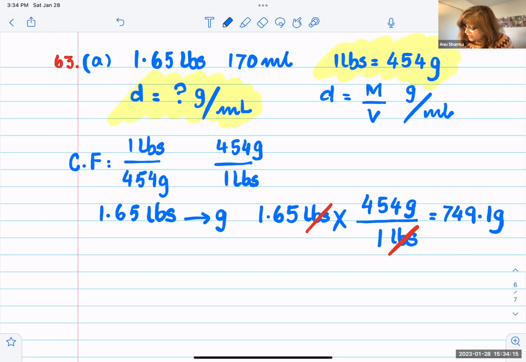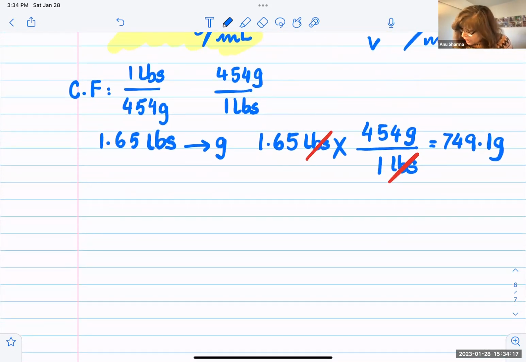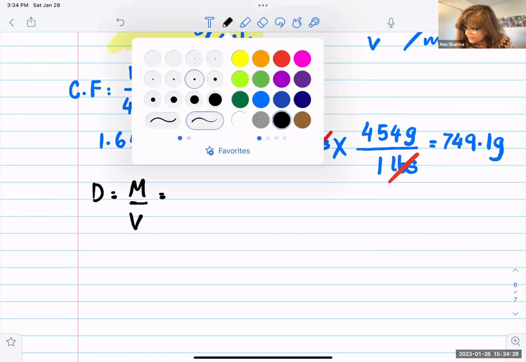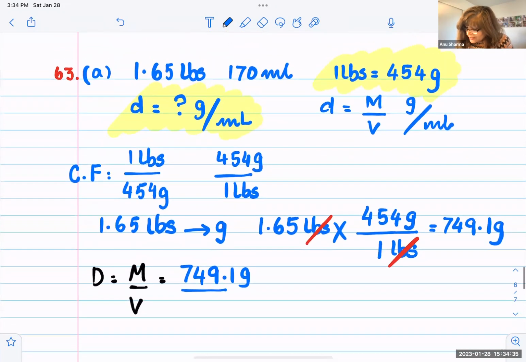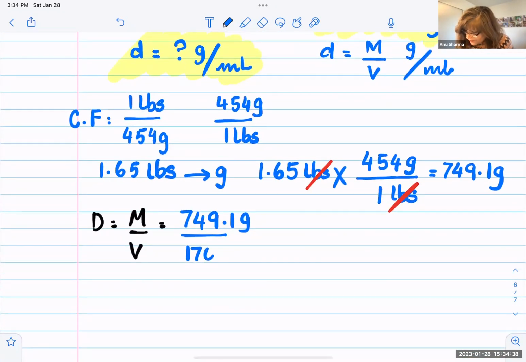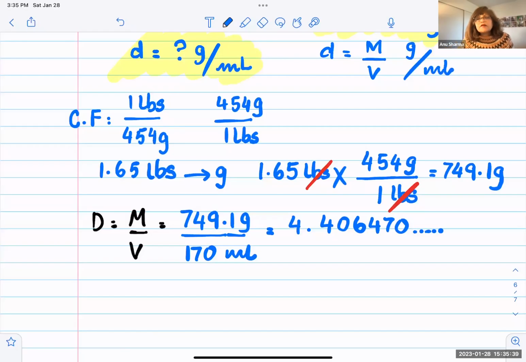Next, you are going to write the formula. The density is equal to mass over volume. Always write the formulas. The mass is 749.1 grams and the volume is 170 milliliters. The rest is you do the math, which is the division. From the calculator, I get 4.4064 and so forth.